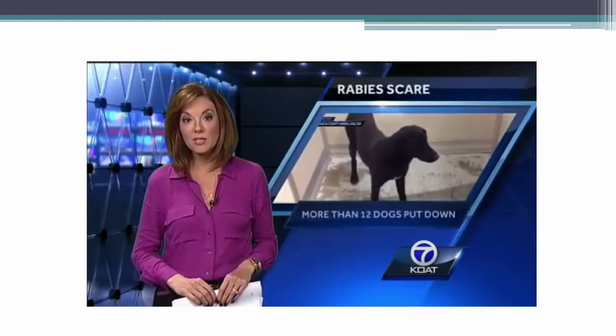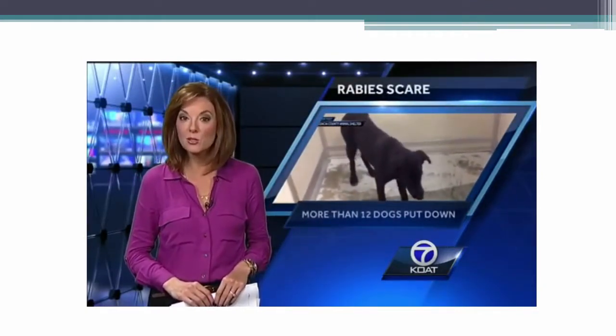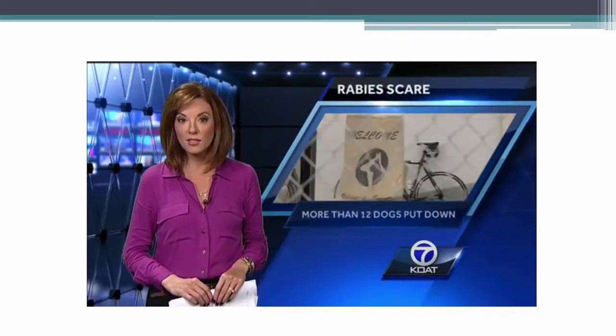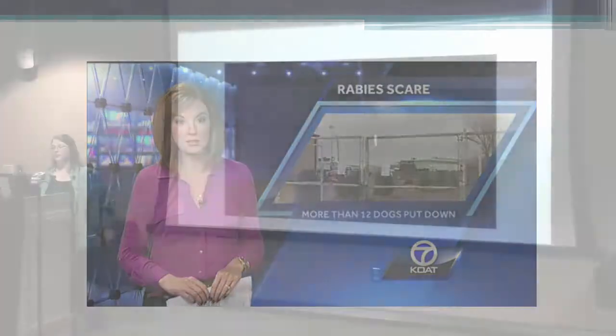The shelter is still on lockdown, and the other dog suspected of being exposed to the disease will be put down tomorrow morning. The rabid dog was brought in as a stray from the Isleta Pueblo. If you recognize it and think you may have come in contact with it, call the Department of Health immediately.